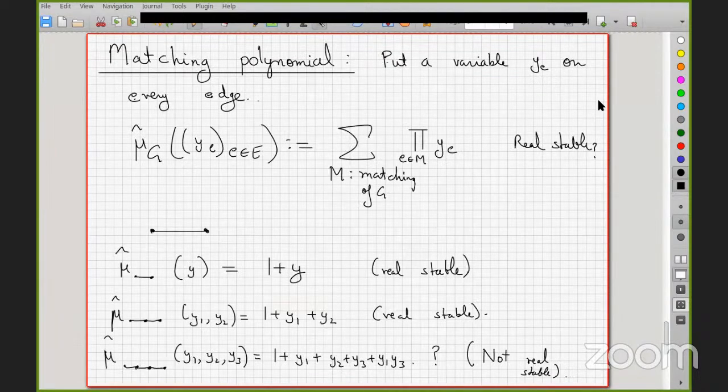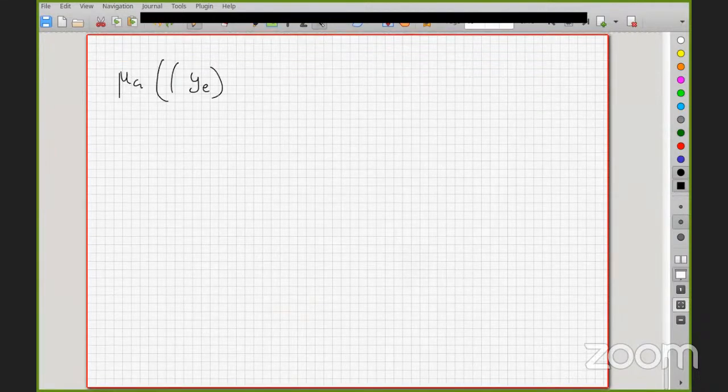Okay. So the usual matching polynomial is defined like this. Actually, maybe I messed up something. Let me just come back to it. I'll actually have a variable per vertex. Yeah, okay, I'll do this. I have a variable per vertex now.